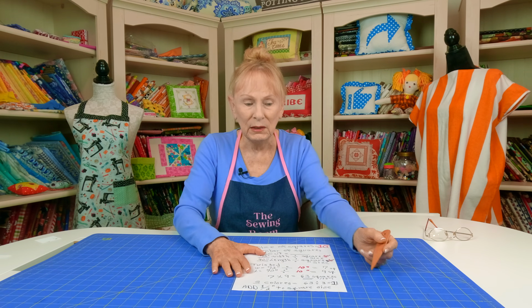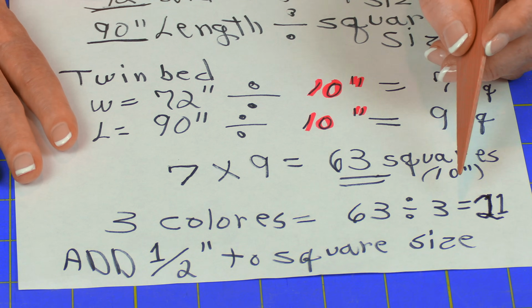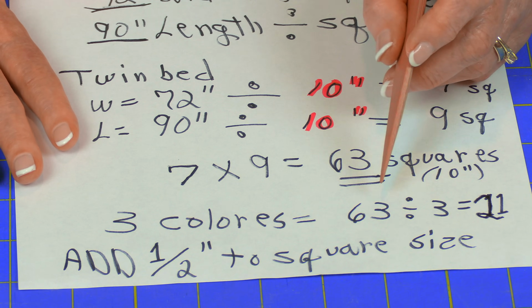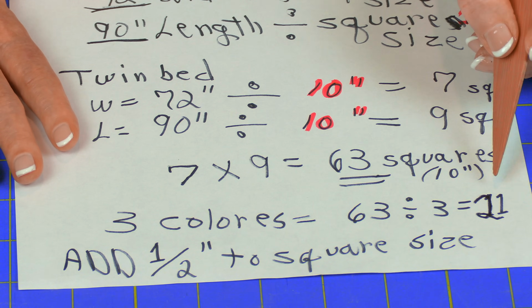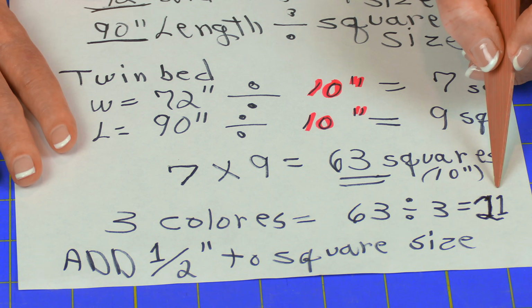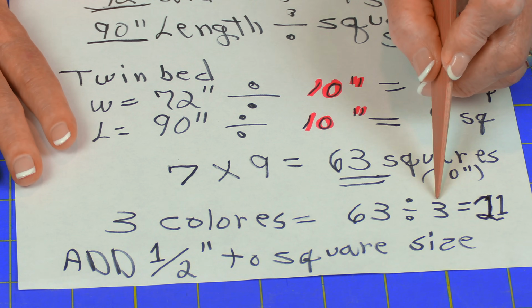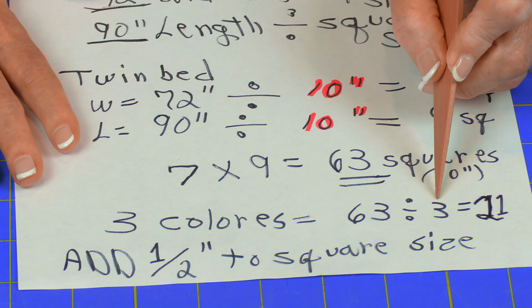Now you need to decide, do I want them just all random colors of squares? Then, you just cut a bunch of things up and stitch it together. But maybe you want a particular color theme. Maybe you want different shades of blue or different shades of green. Decide how many prints or colors you want to use. Divide that number into 63 and you get 21 squares of each color you have to cut out.